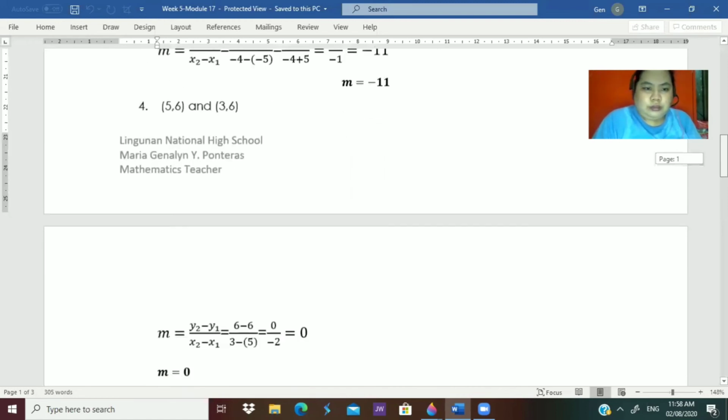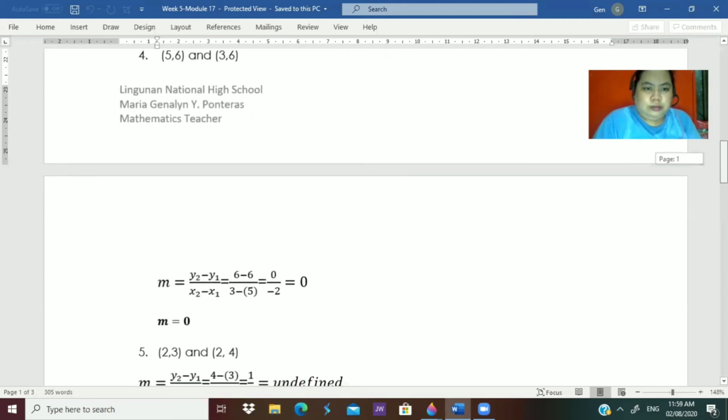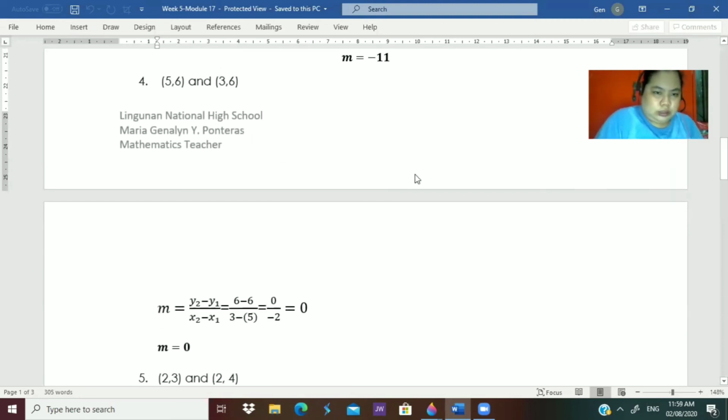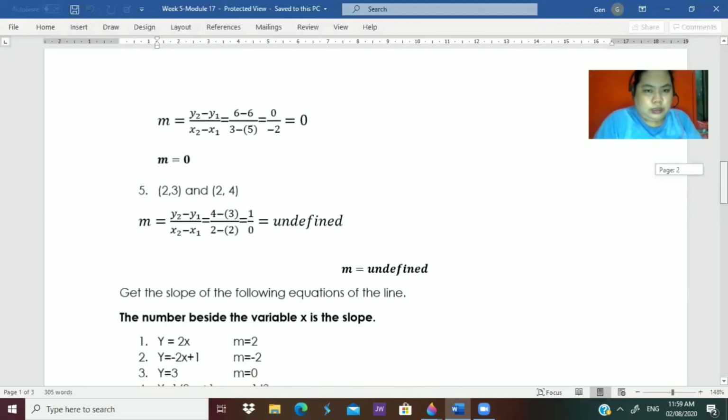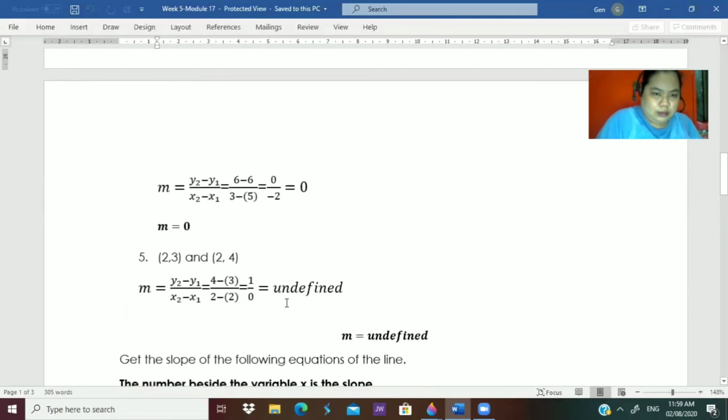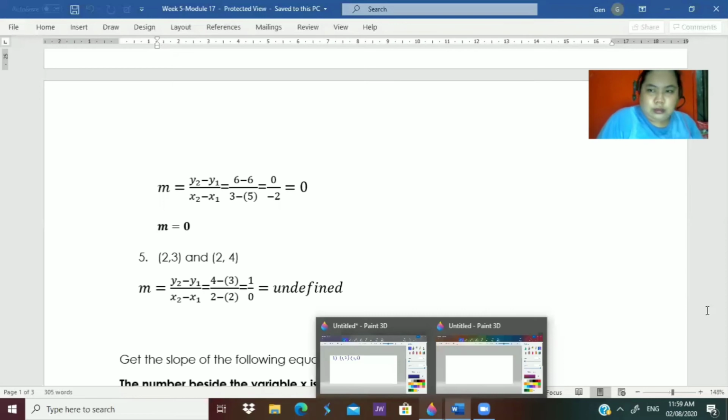Okay. So dito meron tayong answer na 0. Bakit siya nag-0? Kasi sa taas 0, 6 minus 6, 0. So your slope is 0. Here, nagkaroon tayo dito ng slope na undefined because the numerator is 0. Yan, kaya undefined siya. Okay, so the slope cannot be defined. Kasi 2 minus 2, you have 0. 4 minus 3, you have 1. Yan. Okay, so pakita ko lang yung example.